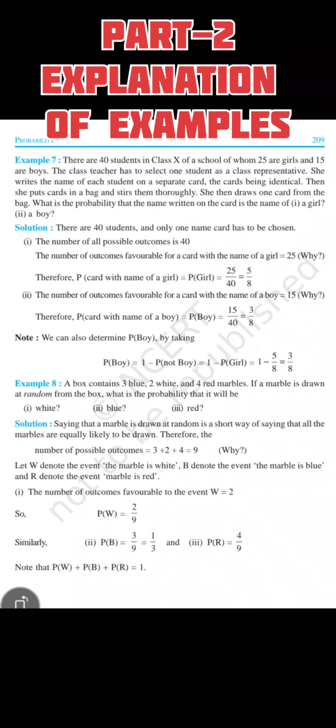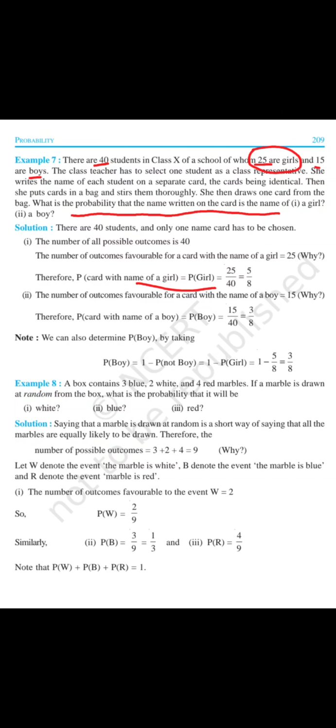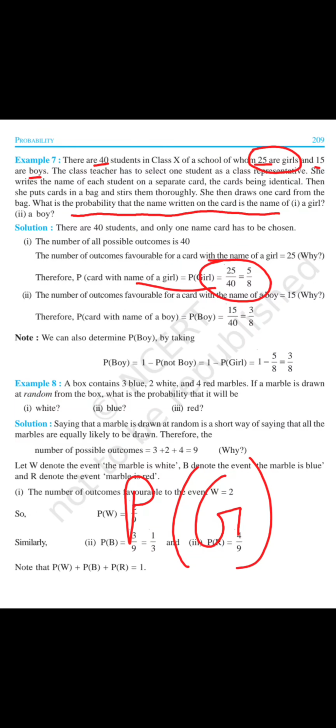So example number 7: total number of students, 25 girls and 15 boys, that is 40. The question is, what is the probability that the name written on a card is of a girl? So how many girls are there? 25 girls. So it will be simple: P(G), G for girl, is 25 upon 40, and when we simplify it, it will be 5 upon 8. So this is the probability for a girl's name coming on the card.